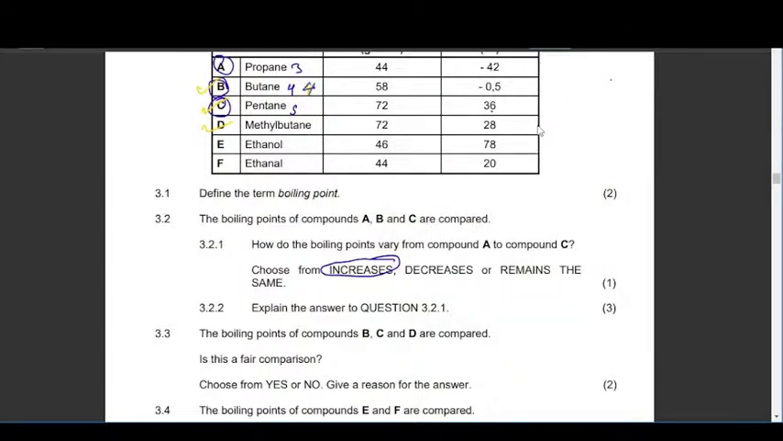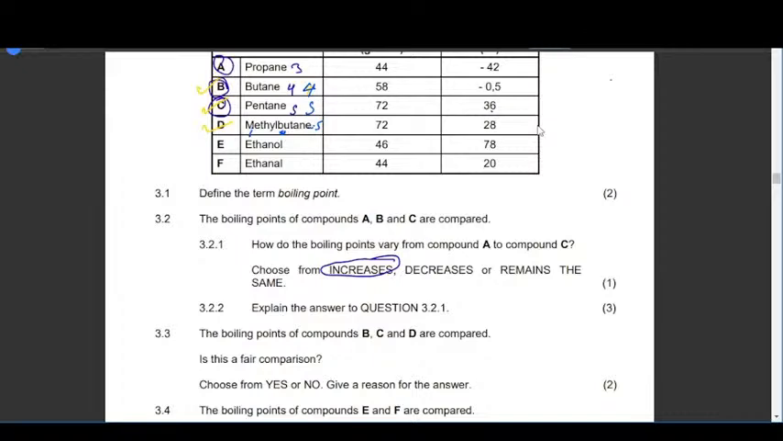This is 4. This is 5. Butane. Methyl is 1 plus 4, which is 5. See, this is 5. So the number is not changing, but straight versus branched. Yet also the mass is changing here. So we have 2 independent variables changing. So the answer becomes no.